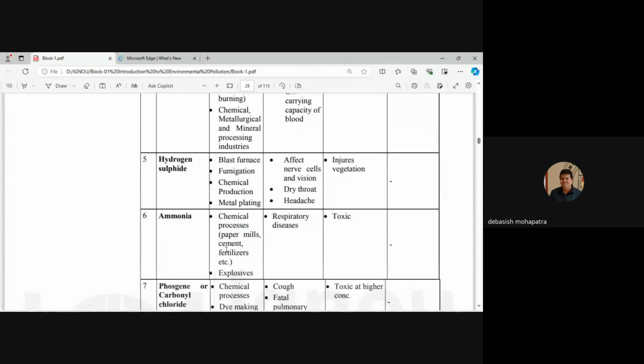Then hydrogen sulfide: blast furnaces, fumigation, chemical products, and metal plating. It affects nerve cells and vision, causes dry throats and headaches, and injures vegetation. Then ammonia, produced from chemical processes, paper mills, cement, fertilizers, etc., explosives. It causes respiratory disease, and they are toxic.